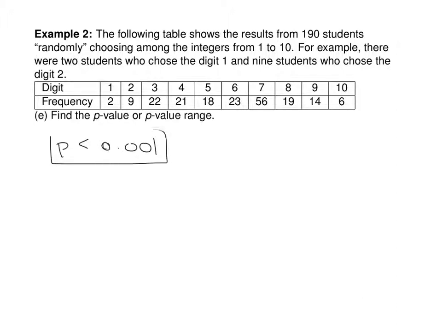If you calculate this probability in Excel, it's going to effectively give you that p is equal to 0. It isn't exactly 0, but Excel just rounds it off to 0 because it is so small.